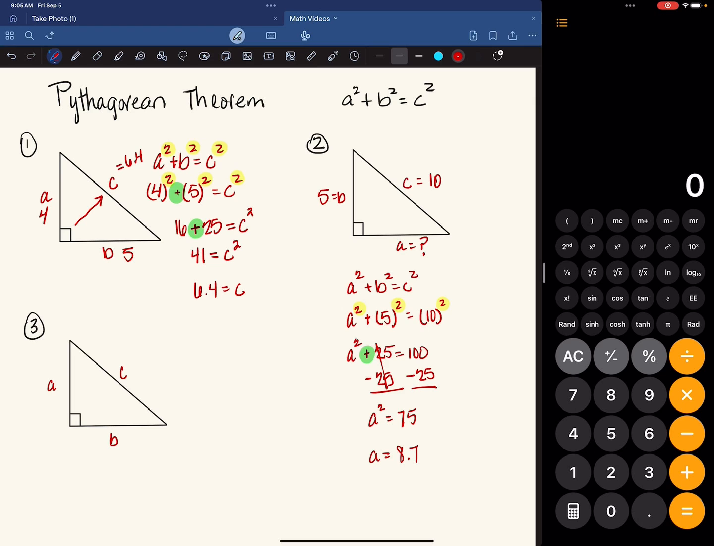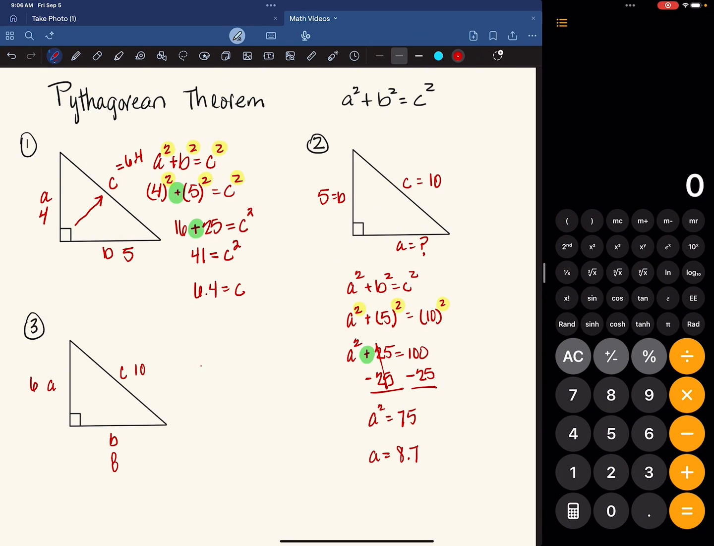Okay, for number 3, we're going to talk about whether a triangle can actually be a right triangle or not. So I'm going to put some numbers in here. Let's go with a being 6. Let's say that b is 8. And then let's say that c is 10. First off, you notice that in problems 1 and 2, we were actually missing one of the sides to the triangle. Well, in problem number 3, we're not actually missing one. We're asked a different question. The question is, can this be a right triangle?